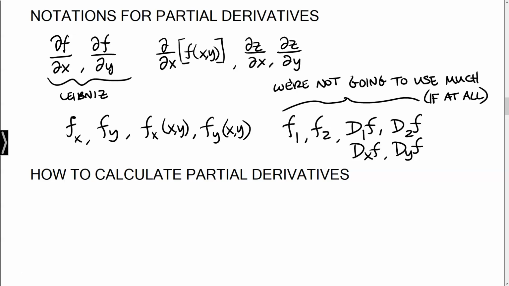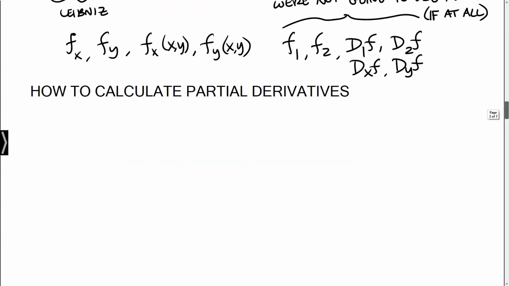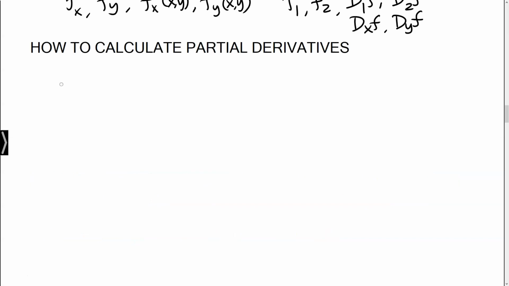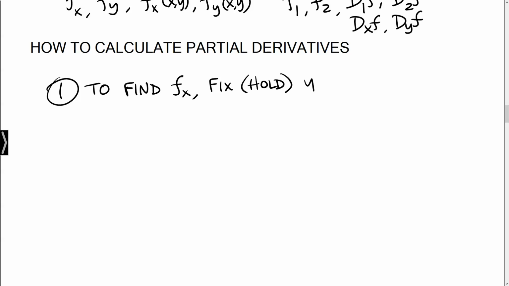Now let's talk about how we actually calculate these. We're going to go through several examples, and you should have picked this up from the example with the volume of a cone earlier, but just to spell it out to be really clear. The process to calculate derivatives is the following. First, to find, say, the partial with respect to x, fix or hold y as a constant, and differentiate the ordinary Calc 1 derivative with respect to x. So just what we did above.